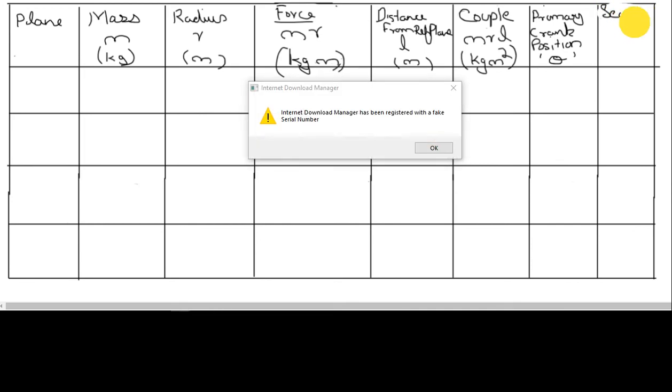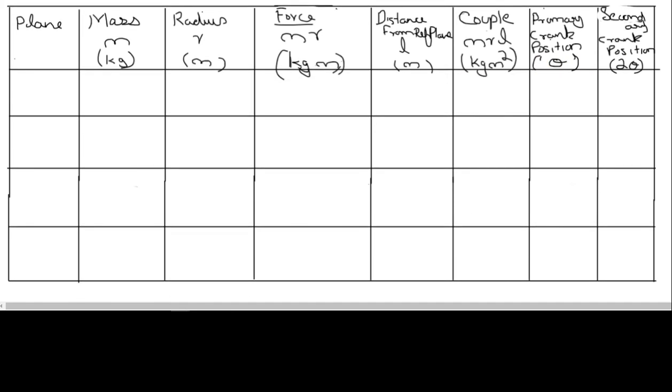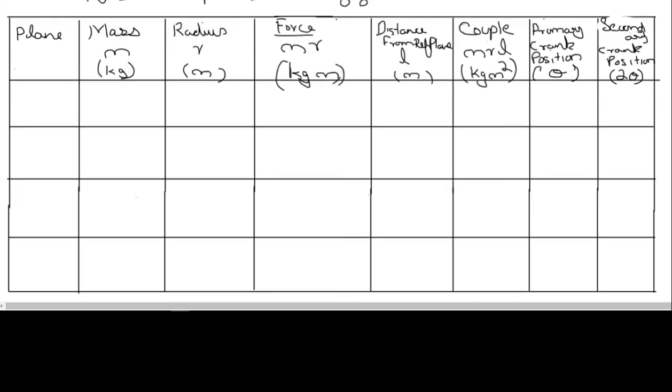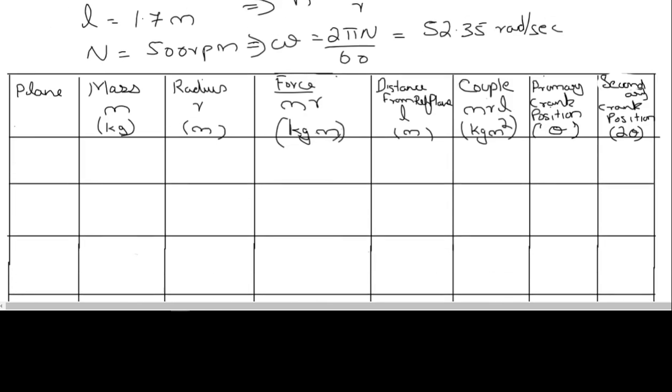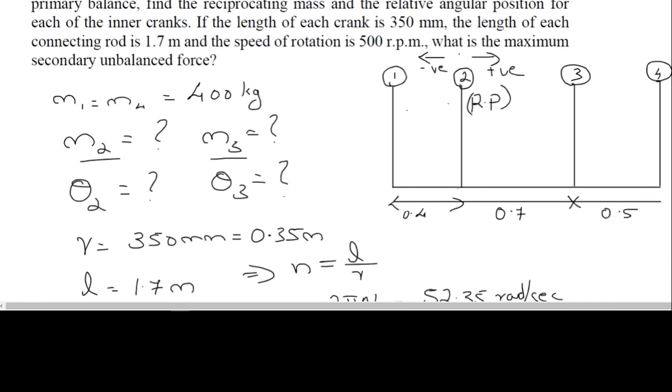Secondary crank position, that will be 2 theta. Like we have earlier demonstrated that the secondary crank will be at 2 theta angle compared to the primary crank, which is at theta. So now naming the planes, we will just name them 1, 2, 3, 4.